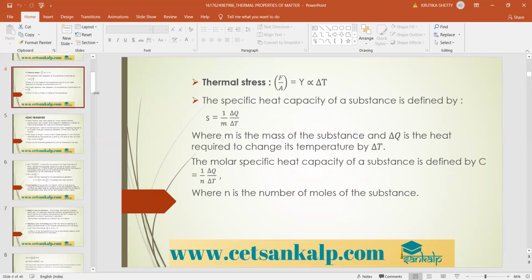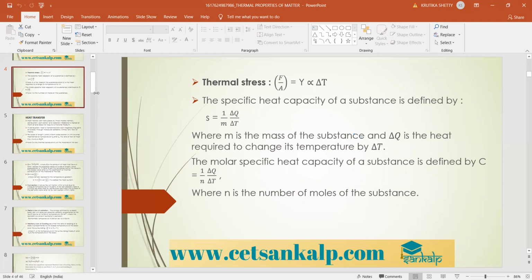The specific heat capacity of a substance is defined as, so what is specific heat capacity? Specific heat capacity is the amount of heat required to increase the temperature of the substance by 1 degree Celsius. It is denoted by the letter S. In some books, we see that specific heat capacity is denoted by the letter C. So S is equal to 1 by M delta Q by delta T, where M is the mass of the body or the mass of the substance. Delta Q is the heat required to change its temperature by delta T.